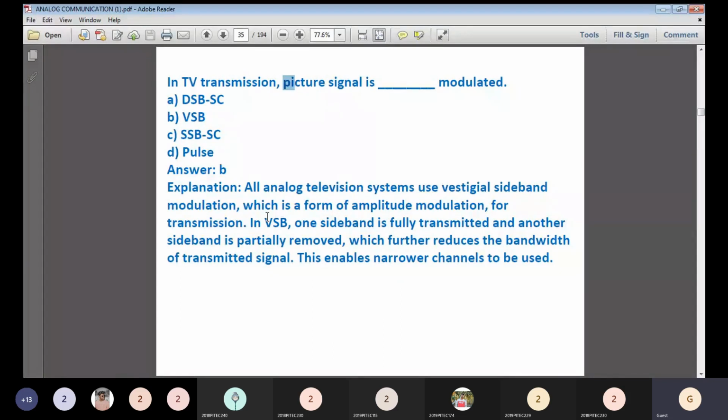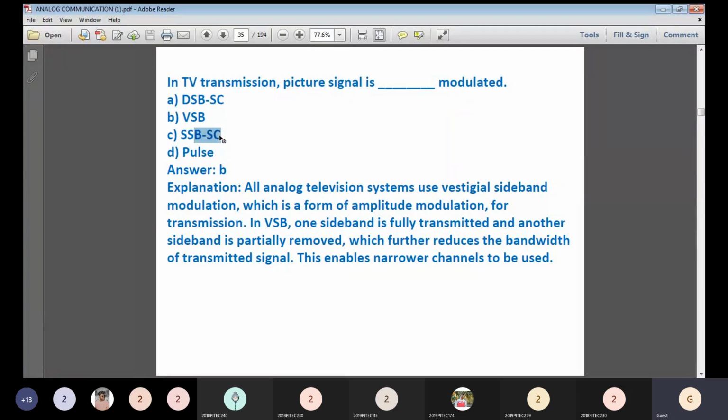Because in VSB, one sideband is fully transmitted, another one is partially removed. Why are we using vestigial sideband signal for the picture in television transmission? Because if we choose SSB, one complete sideband is suppressed. One sideband is completely suppressed.